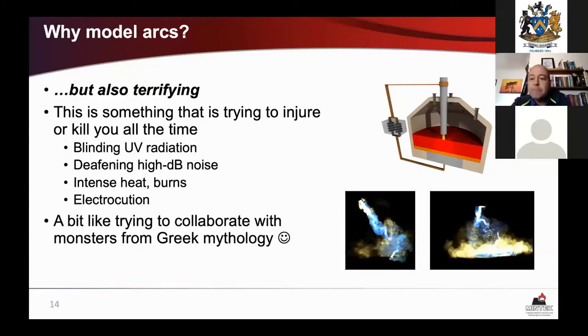try and fill in. And one of the best ways we can do that is by building theoretical and computational models of the arc. And we can run those in our nice, comfortable offices where we have much smaller chances of being horribly killed, which is always good.